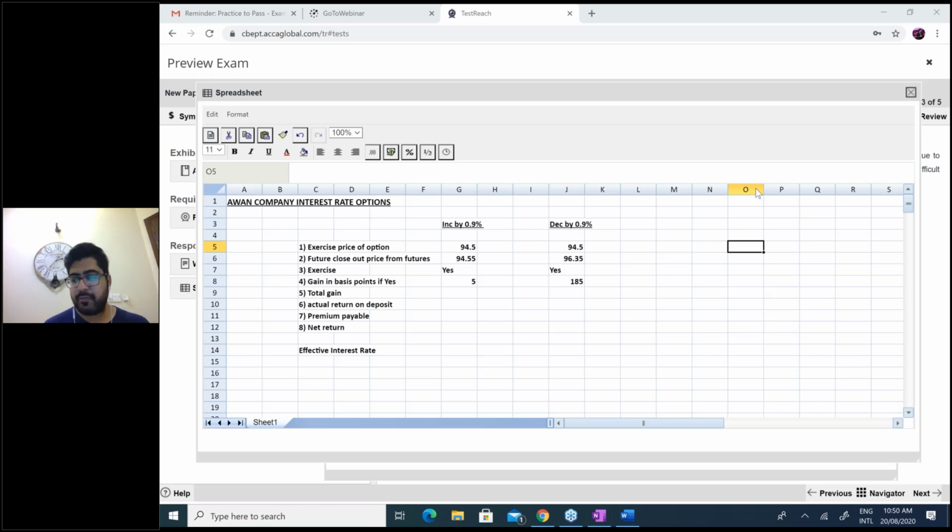I wrote the format to get marks. The exercise price of the option is firstly 94.5. Compare it with the futures closeout price from futures, which I've already calculated. Apply the strategy to decide exercise yes or no: buy now, sell later, buy for low, sell for a higher price. Yes. Gain in basis points is 0.05%, which is 5 basis points, and 1.85%, that is 185 basis points. You don't have the obligation to write in basis points, but since you're following my formats, I have designed the formulas in such a manner that only basis points would work. Now let's move towards the total gain.